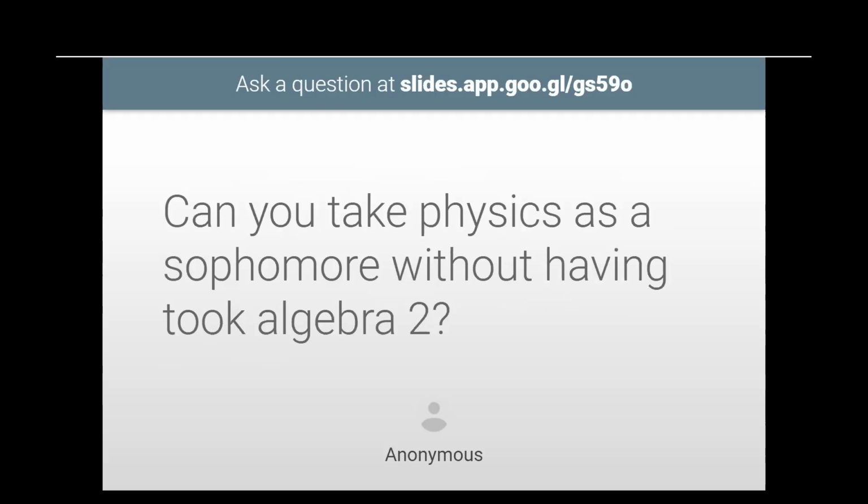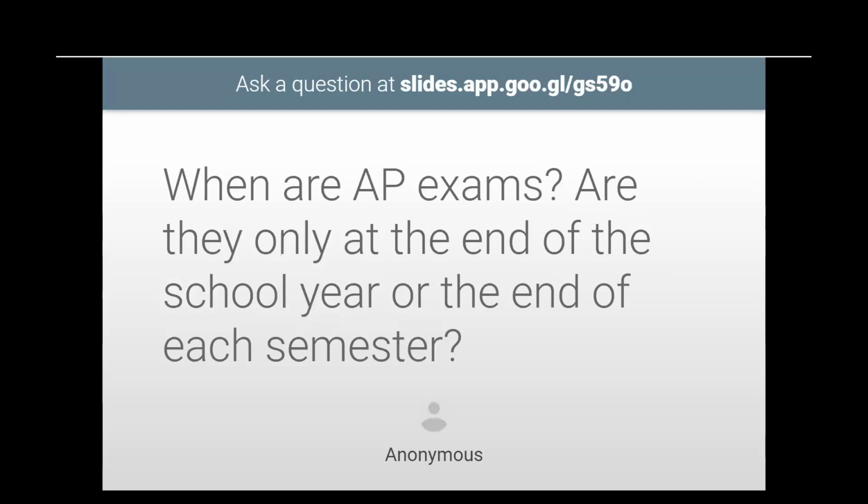Can you take physics as a sophomore without taking Algebra 2? The answer is yes, but I will tell you it might be a struggle. Algebra 2 is one of the bases of physics. So if you've already passed physical science and biology, I would suggest you take chemistry next year and then move to physics as a junior, and that will allow you to take Algebra 2 at the same time.